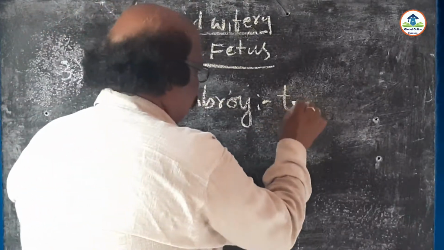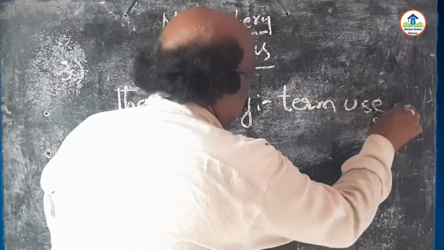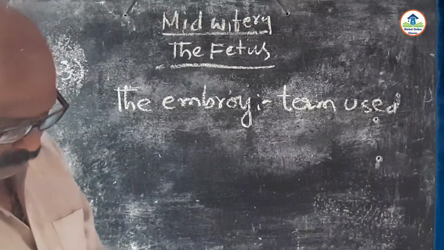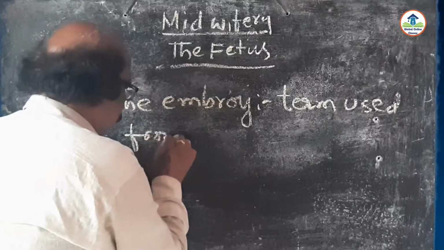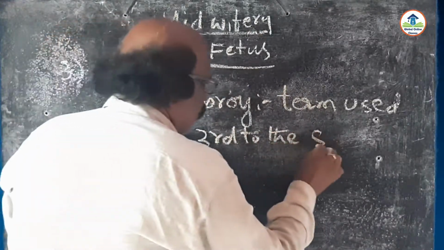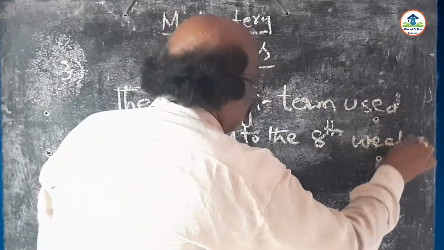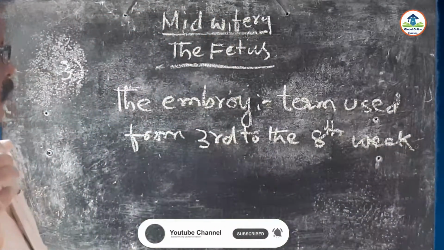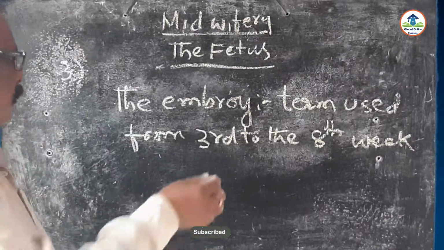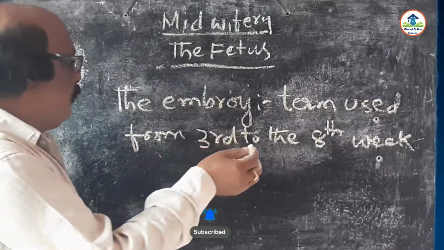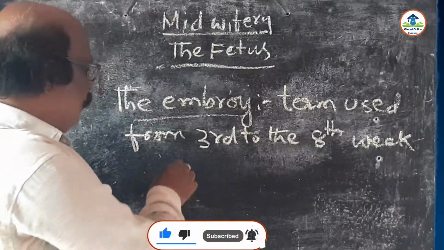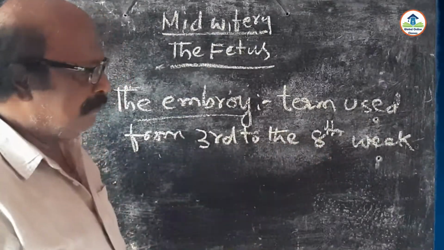Okay, the embryo term is used from the third to the eighth week. Okay, when a woman becomes pregnant, one is the ovum, which we already know. The second one is the embryo term. This term is used in midwifery from the third to the eighth week. Okay. Next.